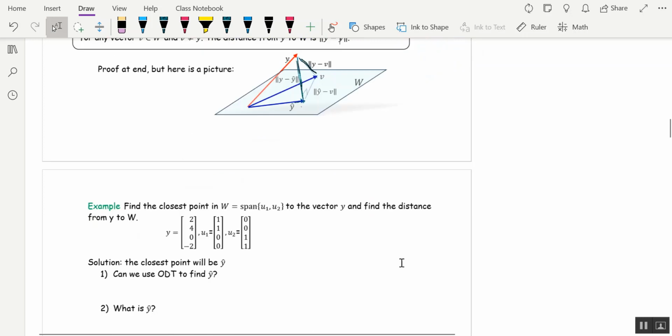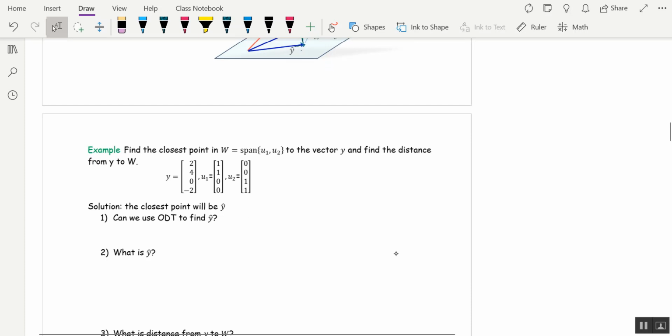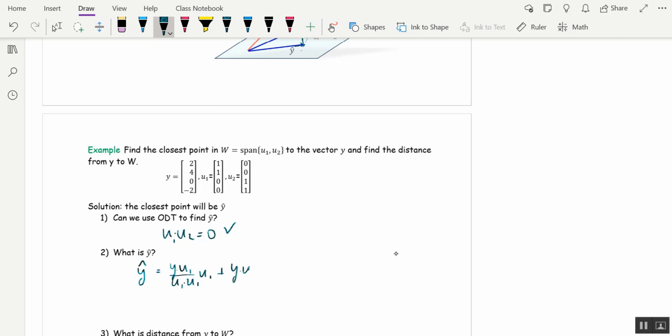All right, for example, find the closest point in W, where W is the span of u1 and u2, to the vector y, and then find the distance from y to W. Can we use the orthogonal decomposition theorem? We need to check that u1 dot u2 is 0, and it is, so we can. What is y hat? y hat is the closest point, so that's the vector we want, and the formula is (y dot u1)/(u1 dot u1) times u1, plus (y dot u2)/(u2 dot u2) times u2.